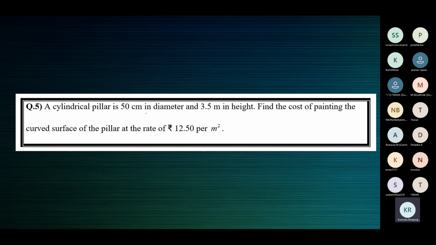The rate is given for 1 meter square, but I have my area in centimeter square. So I have to convert the area to meter square. How do I convert centimeter square to meter square? 100 into 100, or divide by 10,000. Yes. So when you divide by 10,000, you will get the curved surface area in meter square.